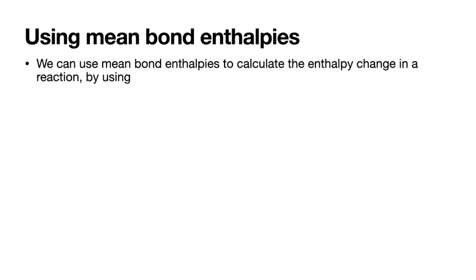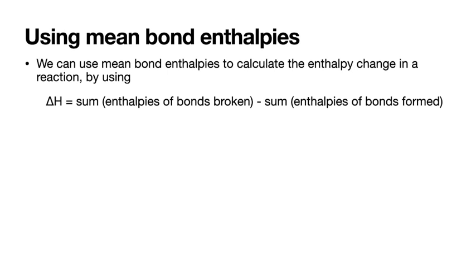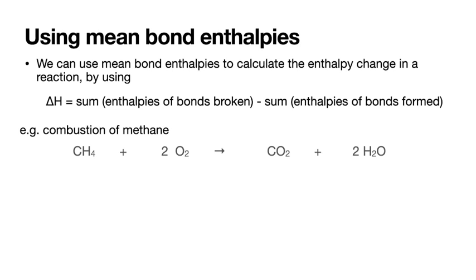We can use bond enthalpies to estimate the enthalpy of reaction by subtracting the total enthalpies of the bonds formed away from the total enthalpies of the bonds broken. This is easier to see with an example, so let's use the combustion of methane. We start with a balanced equation for the combustion of methane. 1 mole of CH4 burns with 2 moles of O2 to give 1 mole of CO2 and 2 moles of water. It's very important that the equation is balanced correctly before we start.